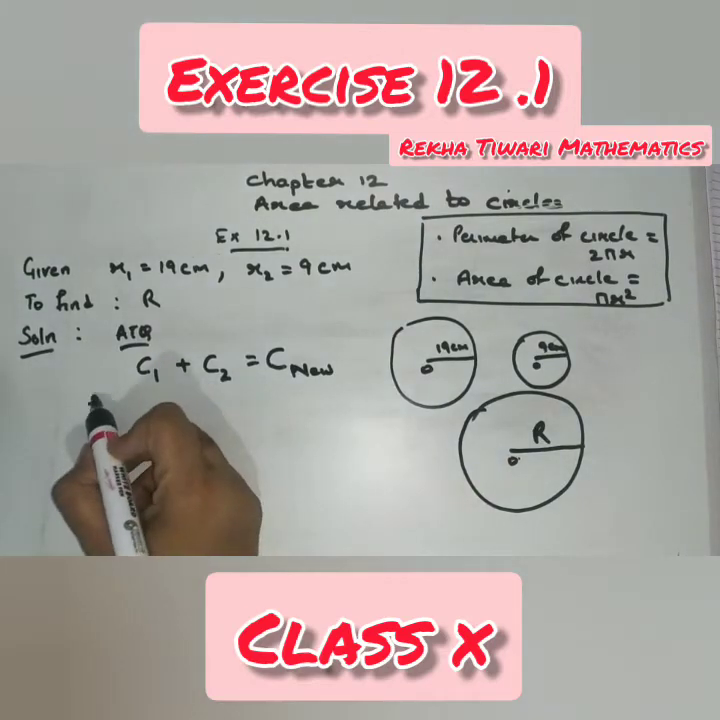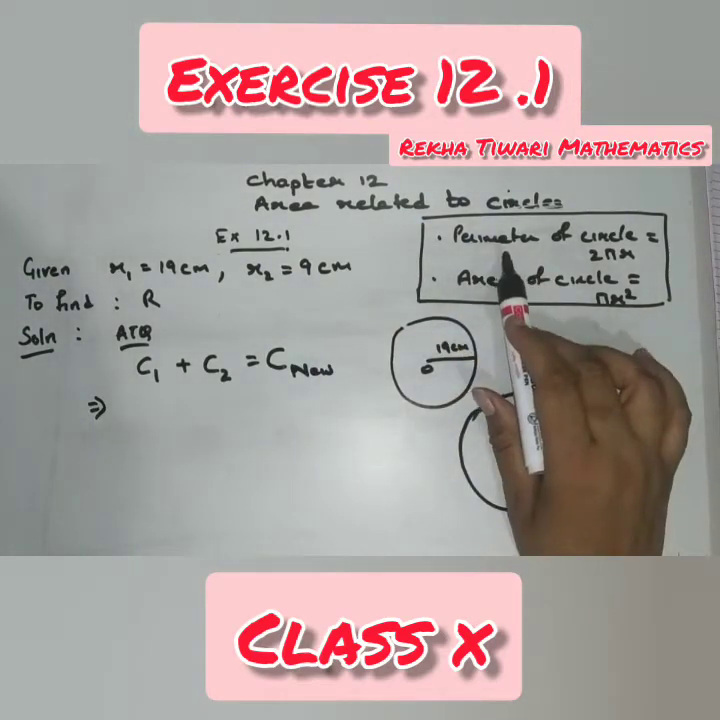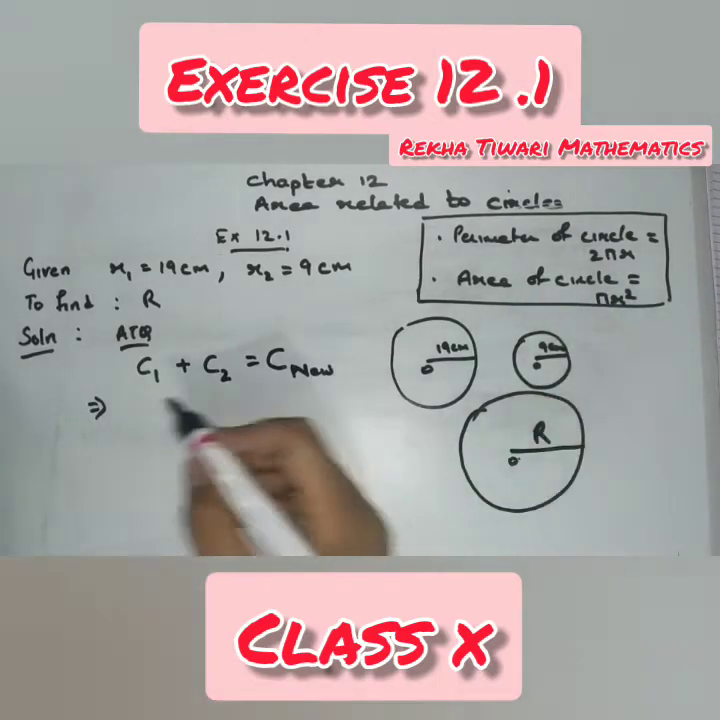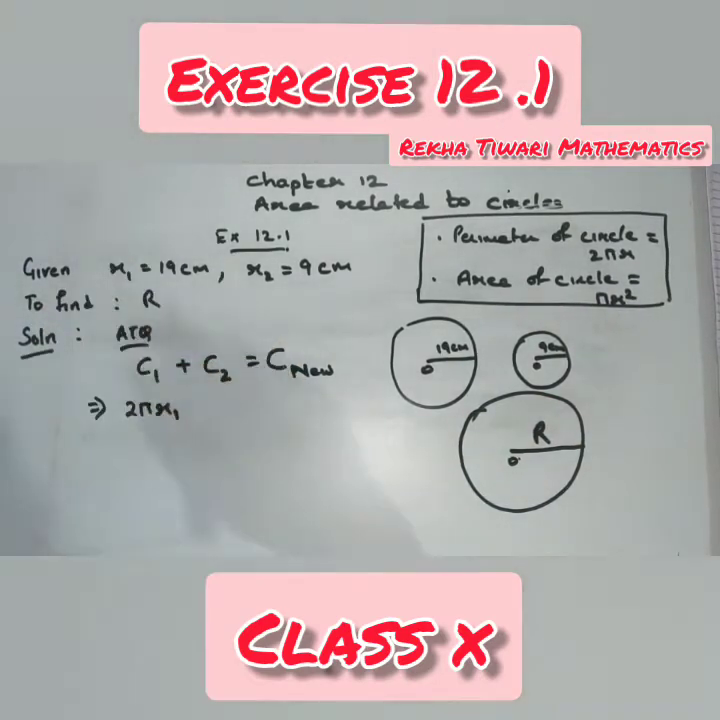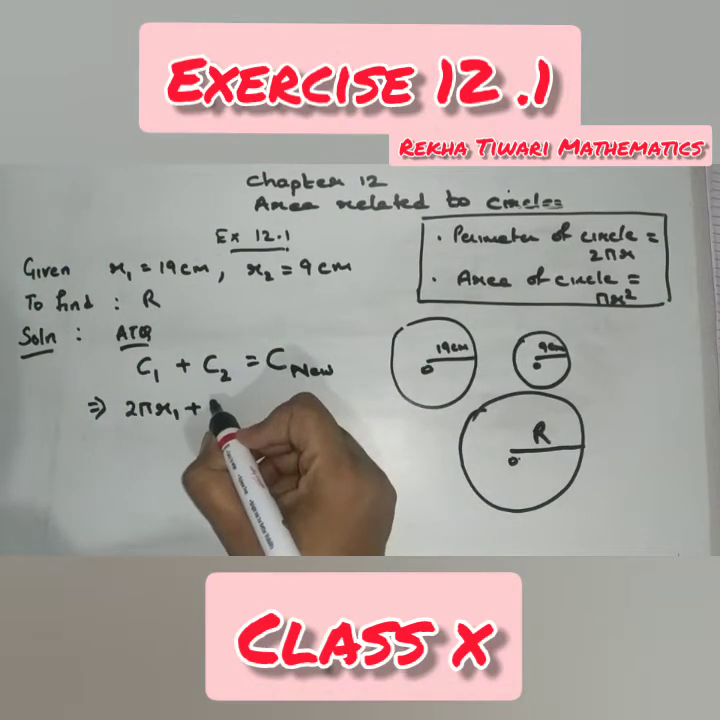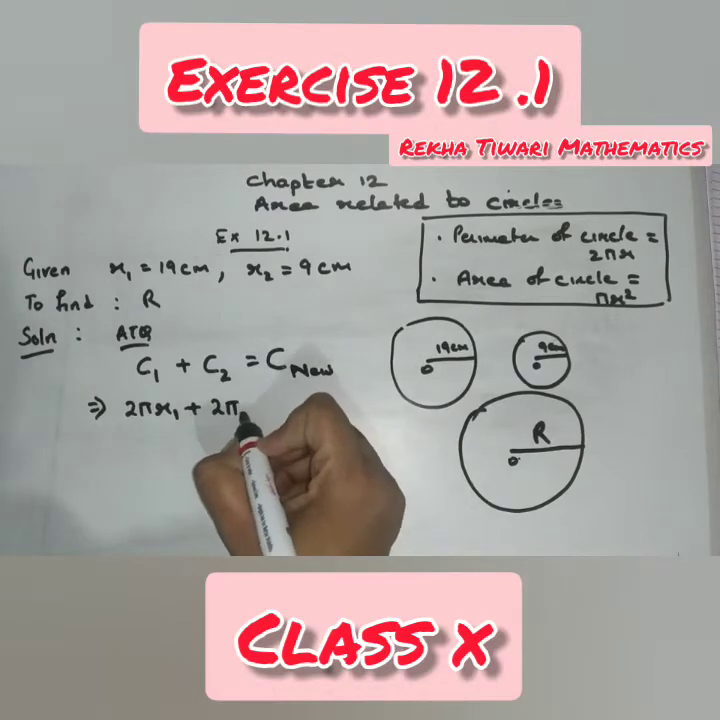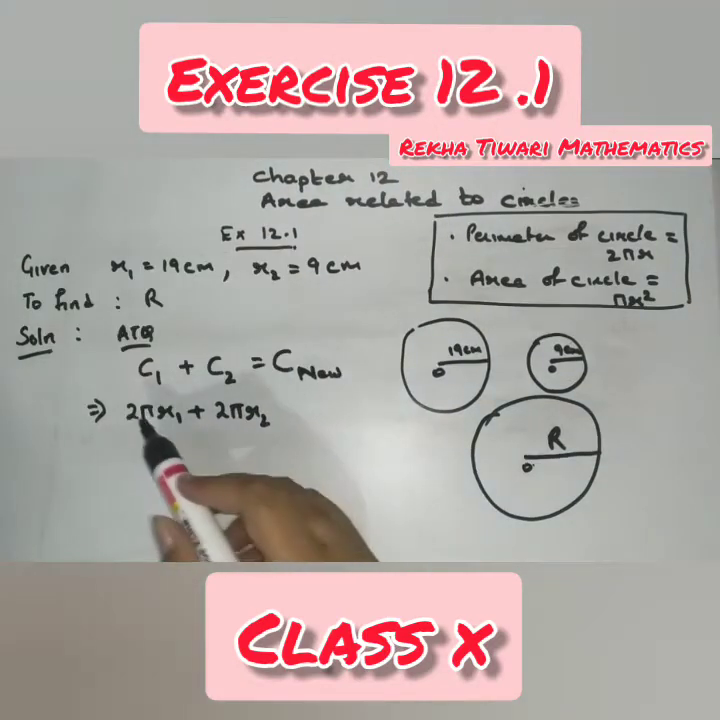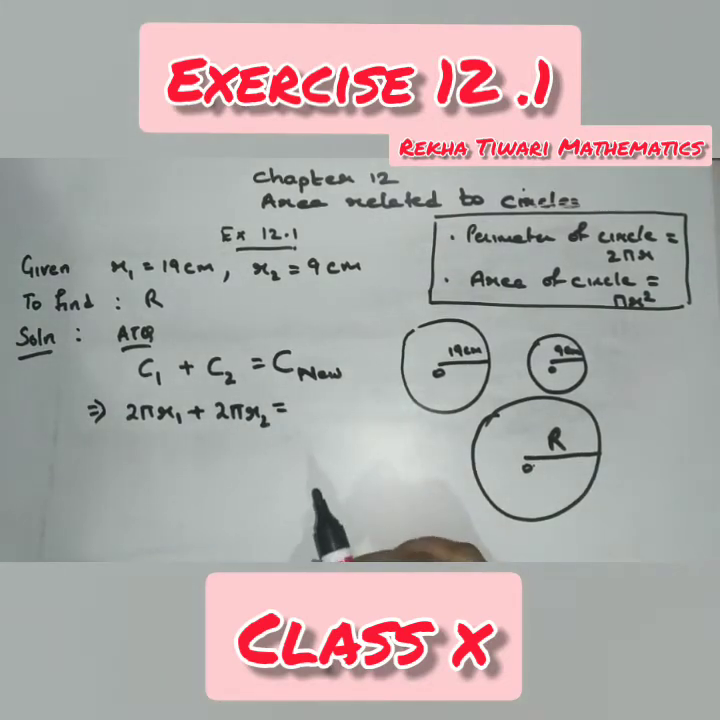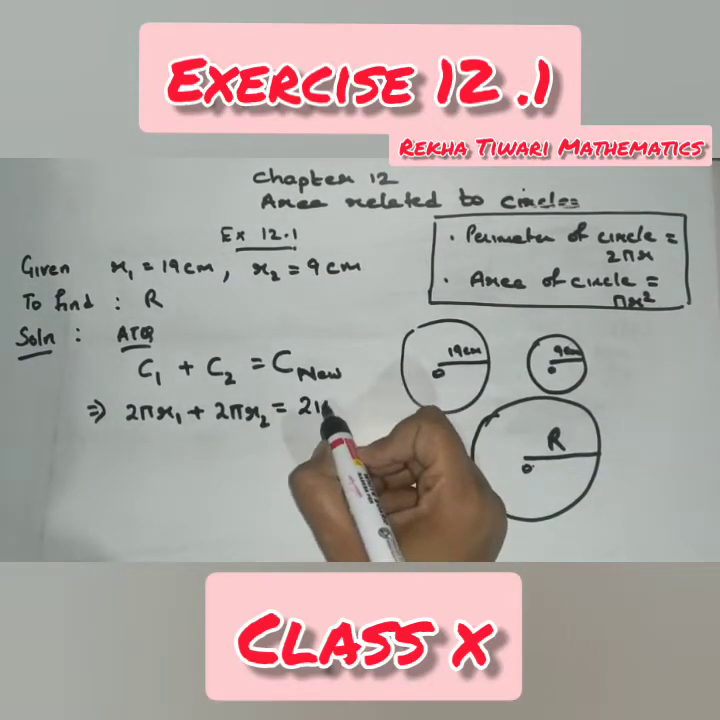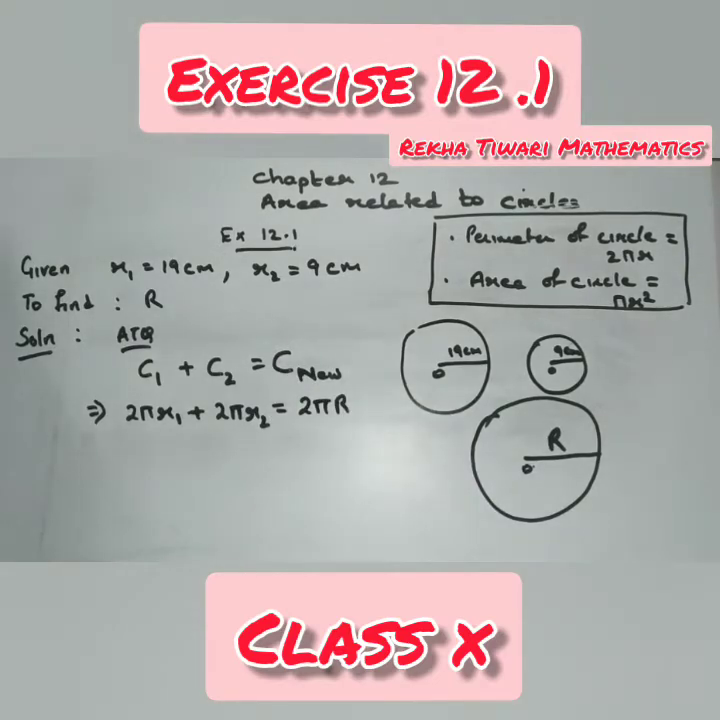Put on the formula. What is the formula for circumference of circle or perimeter of circle? It is 2 pi r. So here I will write 2 pi r1 because I have taken the radius of first circle as r1. Similarly, for circumference of second circle, you will write 2 pi r2. 2 pi r1 plus 2 pi r2 is equal to circumference of the new circle, which is given by the formula 2 pi capital R.